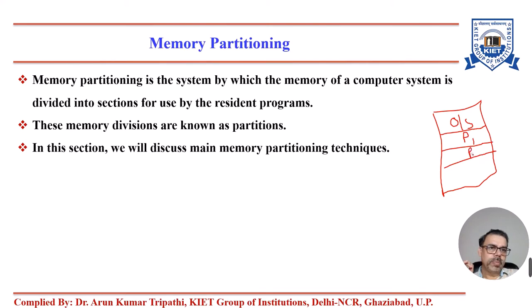Suppose that this is program P1, this is program P2, and this is program P3, and the rest of the memory is empty. So we have divided the memory into 5 logical partitions. First one for the OS, then process P1, process P2, process P3, and this is the free space that is not occupied by any process. We can still allocate a process in this space. So these memory divisions are known as partitions. So 1, 2, 3, 4 and 5 partitions are there.